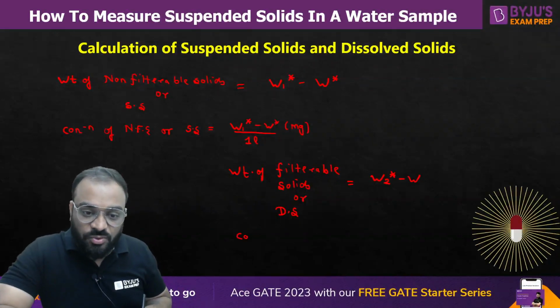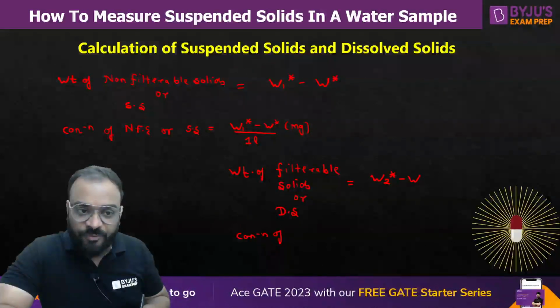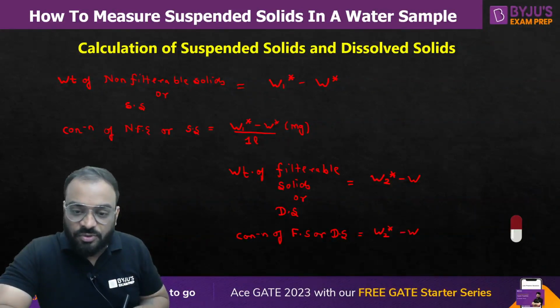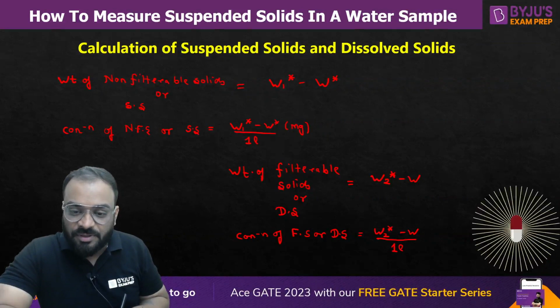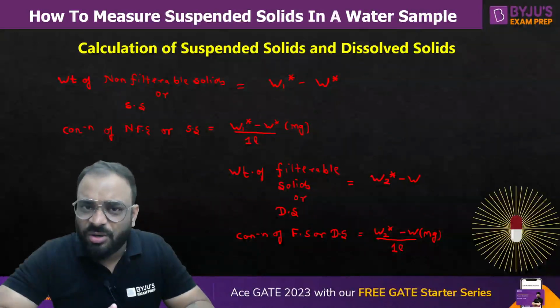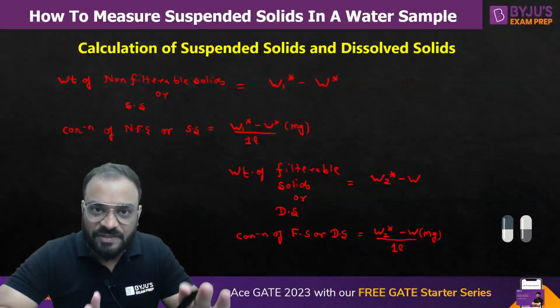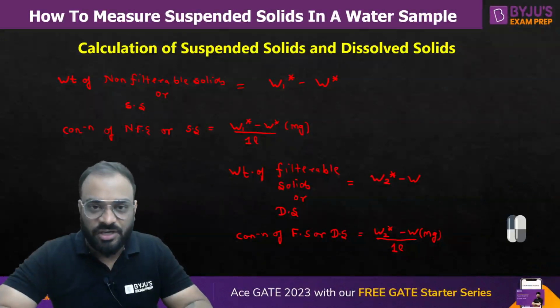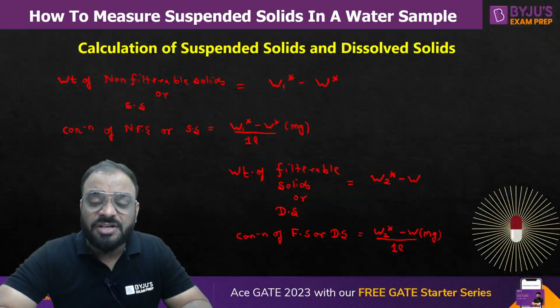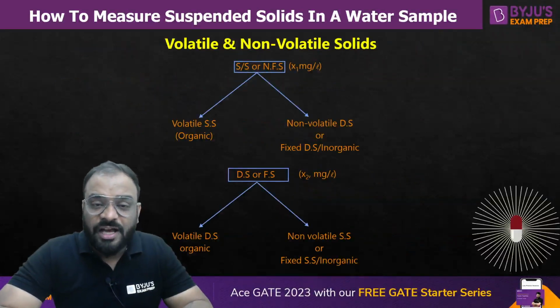Now guys, again you need to understand the concentration of filtrable solid or dissolved solid. It should be equal to W2* minus W divided by 1 liter of sample. So you will get the concentration of the filtrable solid and the dissolved solid. Now, I think all of you are able to understand how to measure the suspended solid and how to measure the dissolved solid. But there is one question again, guys. How can I measure the volatile solid and non-volatile solid?